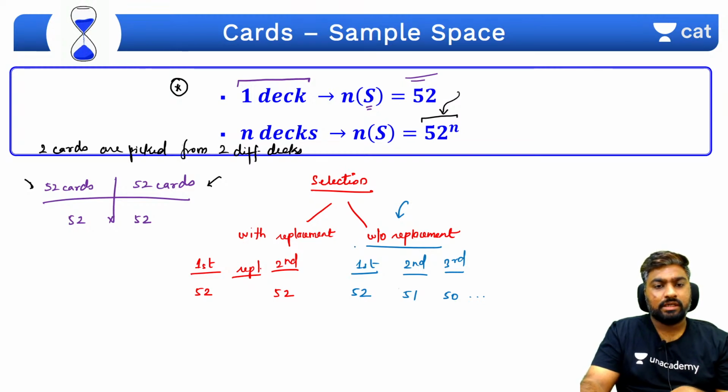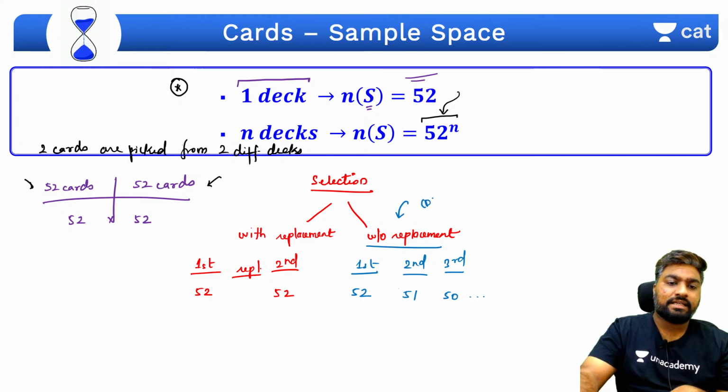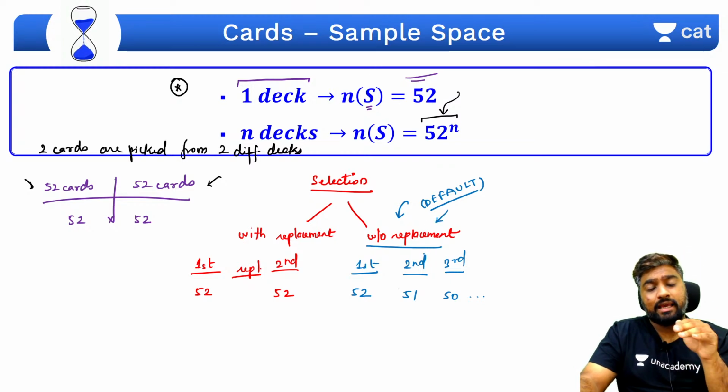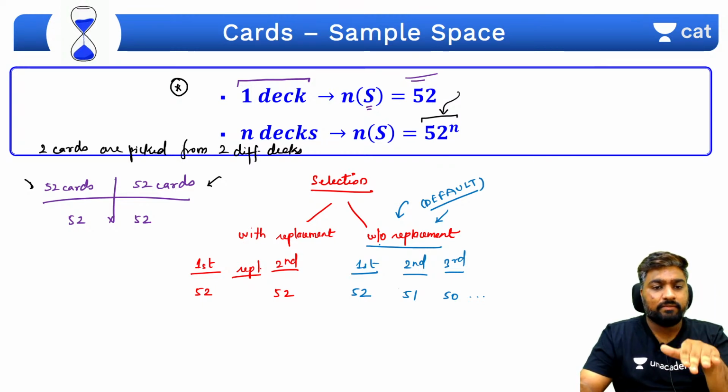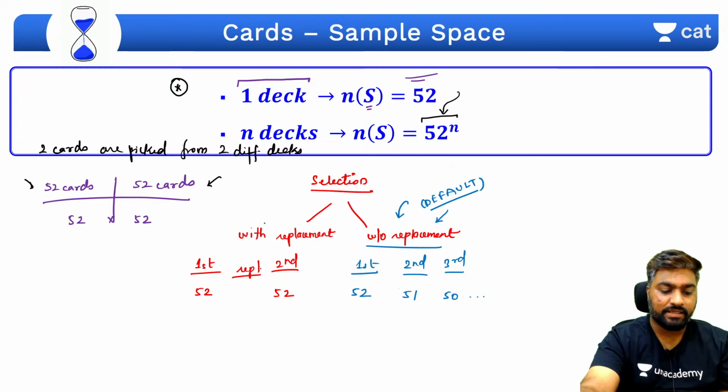Everybody? So this is default selection. If nothing is given in the question that denotes that replacement is allowed or not, then by default you should always assume it to be without replacement. Yes, if it is given that after picking up it's placed again, or if it's replaced, if it's put back into the deck, something like that, then you will go for with replacement.